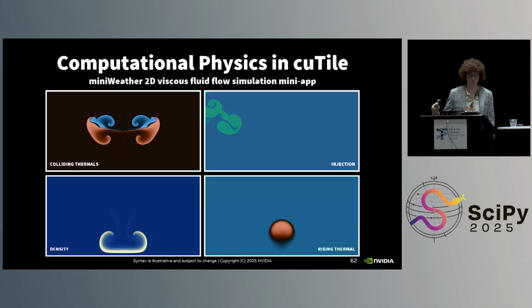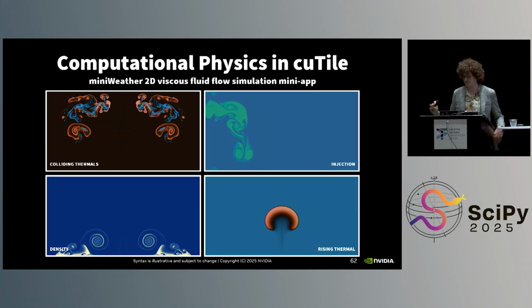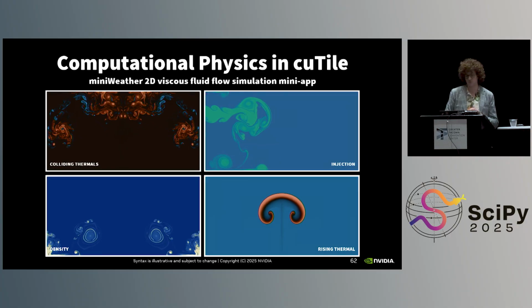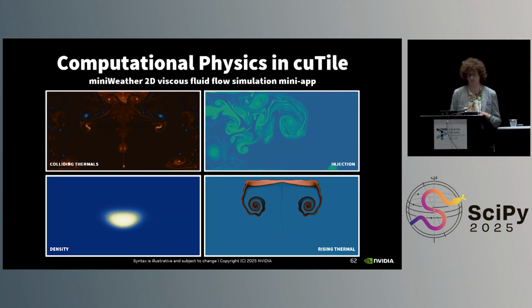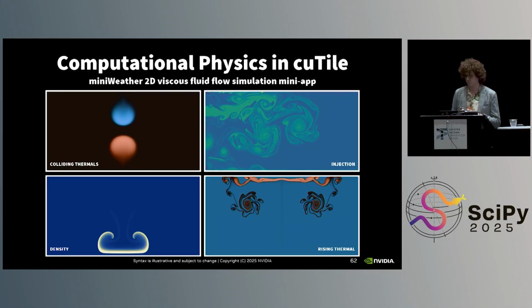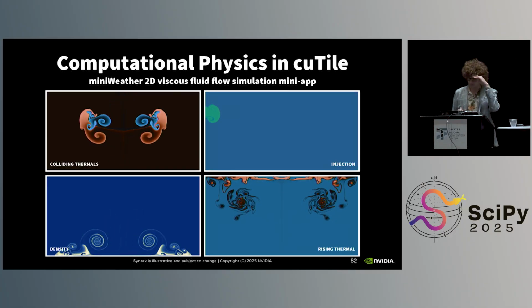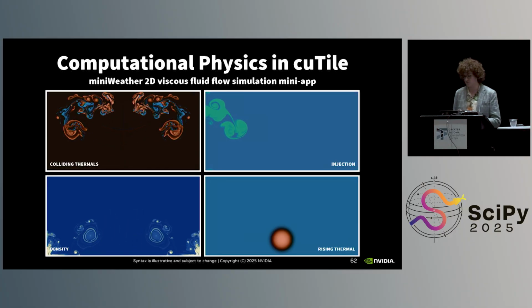cuTile isn't just for large language models or AI though. This extends the CUDA model and applies to GPU programming in all domains from HPC to data science to computer vision. In just 2 weeks, we ported mini-weather, an HPC mini-app for 2D viscous fluid flow to cuTile.